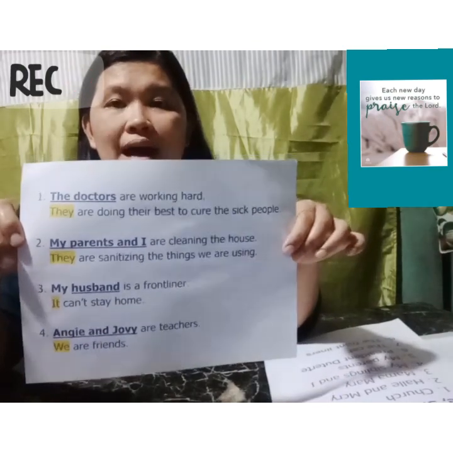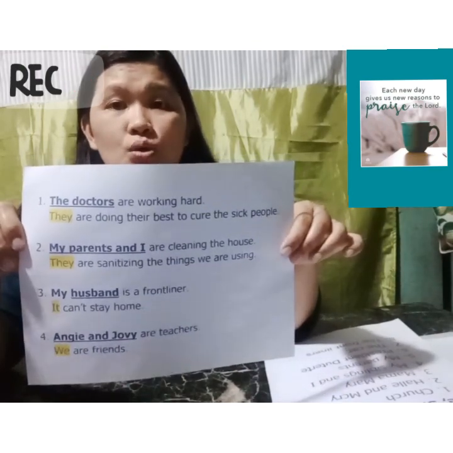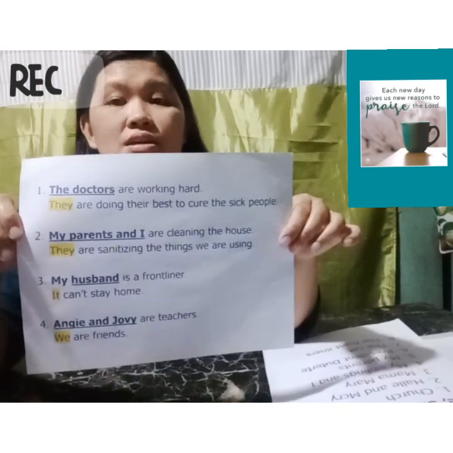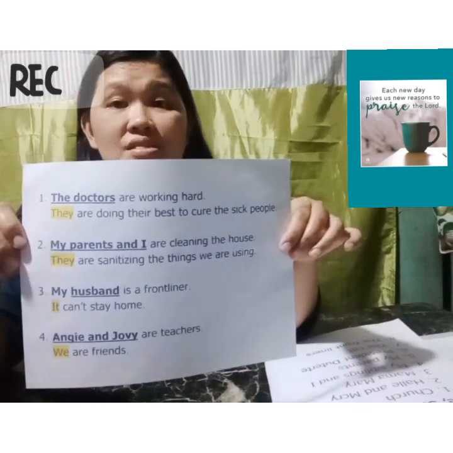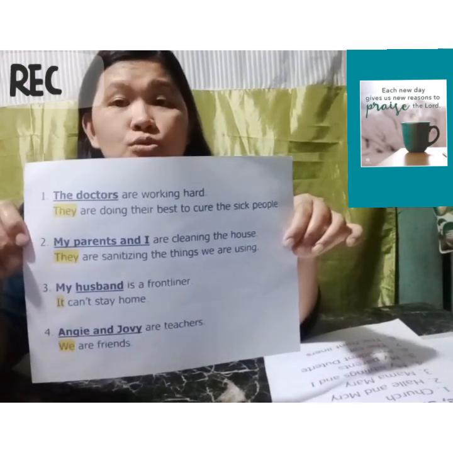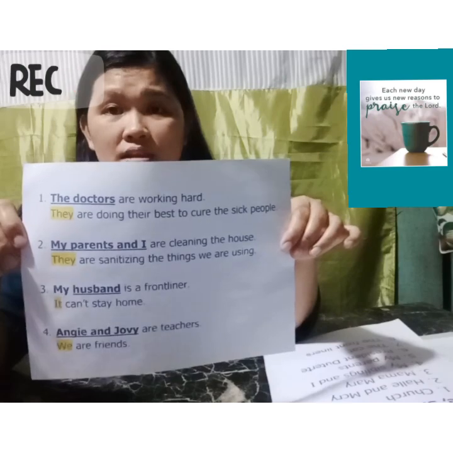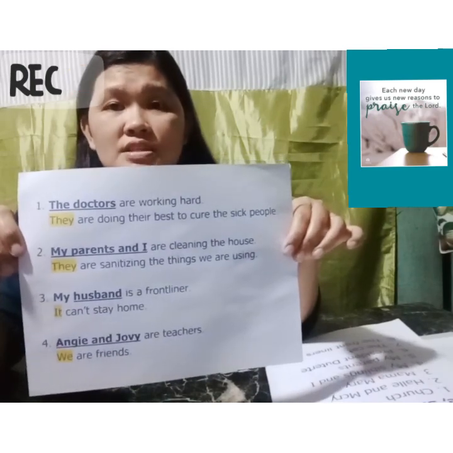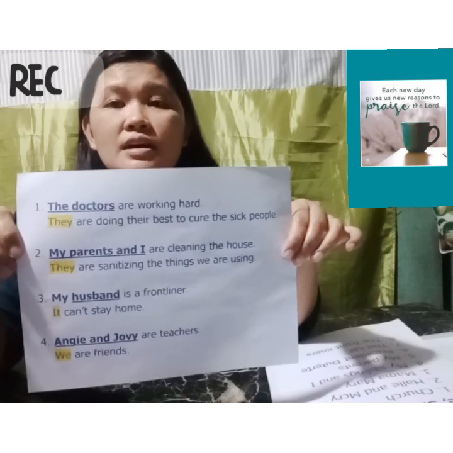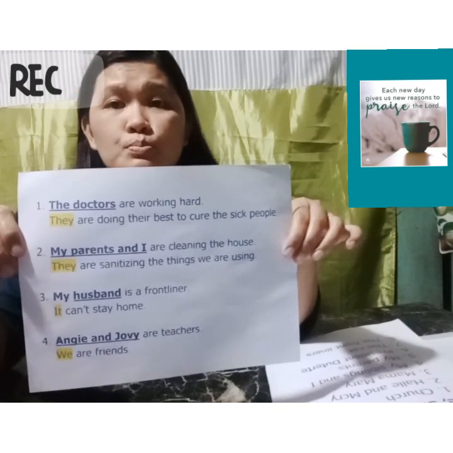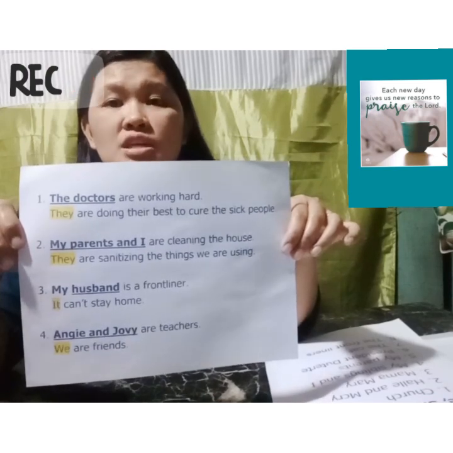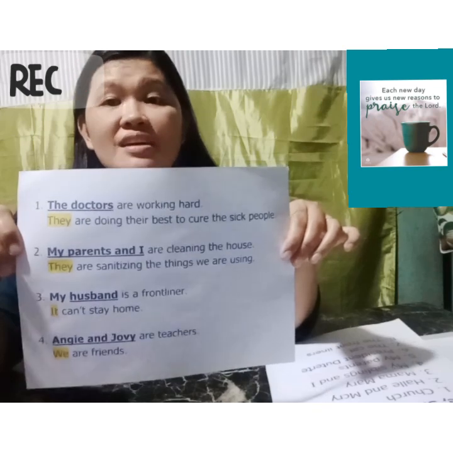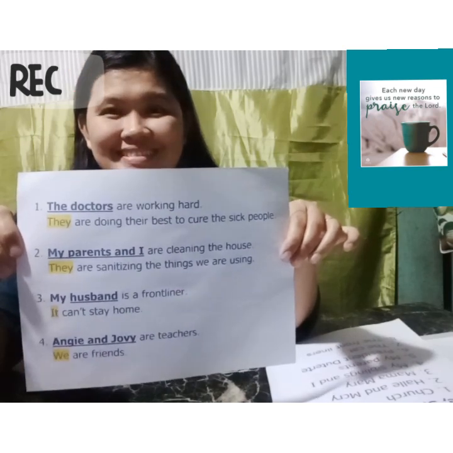And for Angie and Jovi, you are talking about 2 persons. So the correct answer is they. Do not use we because it doesn't say and I. The subject refers to 2 persons, Angie and Jovi. So the correct answer is they.